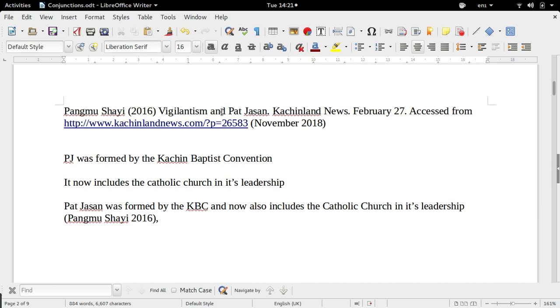So remember, when you're choosing your essay, it's good to choose a subject that has information about it that is easy to find. So the first article I read was published in Kachinland News, and it's by Pangmu Shai, and the title is Vigilantism and Patjasan. And from that article, I found out that Patjasan was formed by the Kachin Baptist Convention, and it now includes the Catholic Church in its leadership.